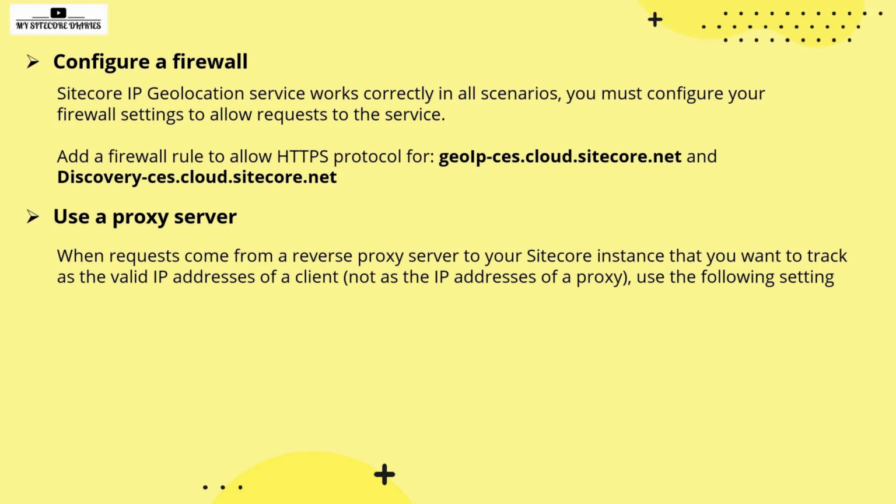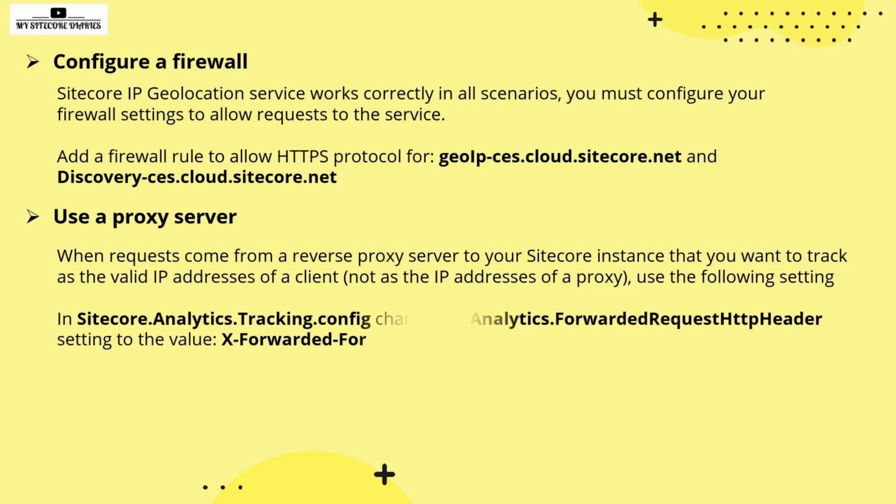If you are using a reverse proxy server, when the request comes from the reverse proxy server to your Sitecore instance, you want to track the valid IP address of the client. When it comes through the proxy, the IP address of the proxy will come. So you have to make some changes in the settings. That setting is in the sitecore.analytics.tracking.config file, and you have to change the setting Analytics.ForwardedRequestHttpHeader to X-Forwarded-For. So this is the file. To make this change, you have to create a patch to update this setting. This is for lower versions of Sitecore, that is before Sitecore 10.1 or 10.2.